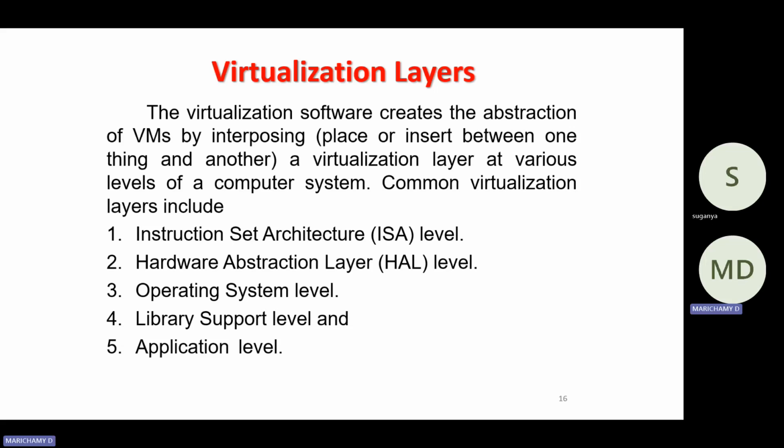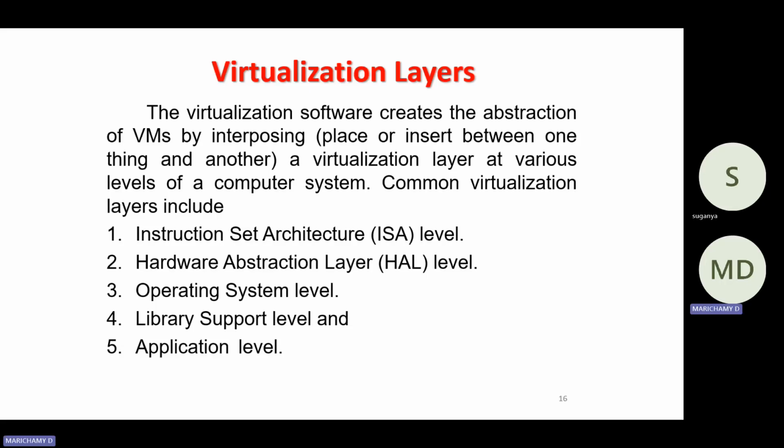So the 5 abstraction levels are the instruction set architecture level, hardware abstraction layer level, operating system level, library support level, and application level. First we are going for the instruction set architecture level. In the sense it emulates the machine instructions. For example, running MIPS code on the x86 architecture. It has a lot of advantages, one of the advantages is that it supports legacy systems. Drawbacks, it has slow execution due to instruction translation.